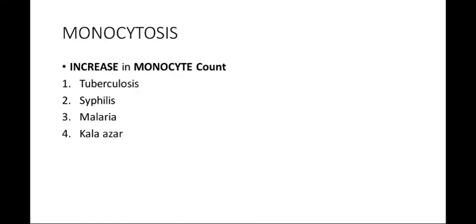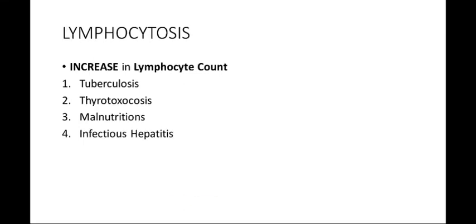Now monocytosis. Monocytosis is increase in monocyte count and it occurs in number 1, tuberculosis, syphilis, malaria and kala azar and also glandular fever. Then we will see lymphocytosis. Lymphocytosis is increase in lymphocyte count. It occurs in tuberculosis, thyrotoxicosis, malnutrition, infectious hepatitis, mumps. These are the conditions where there is increase in lymphocyte count.